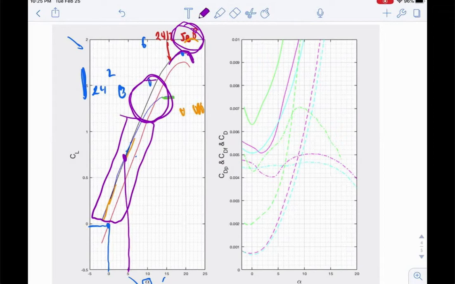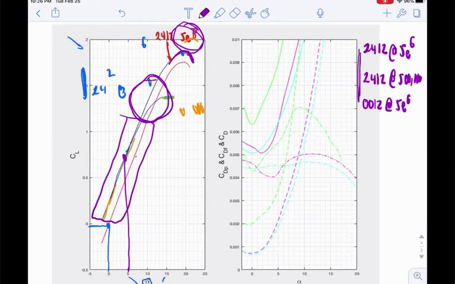So what we're going to do is, again, I'll just write down our cases. We have a 2412 at 5 million Reynolds. We have a 2412 at 500,000. And we have a 0012 at 5 million. So we have two different foils at the same Reynolds number, and the same foil at two different Reynolds numbers. So we're going to deduce which is green, which is cyan, which is magenta. And we also want to deduce which components are which.